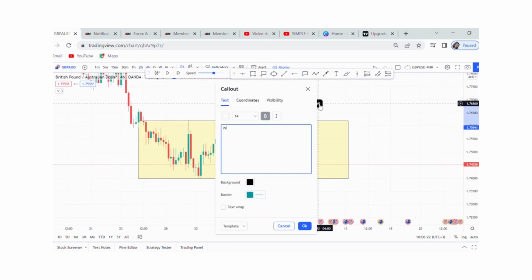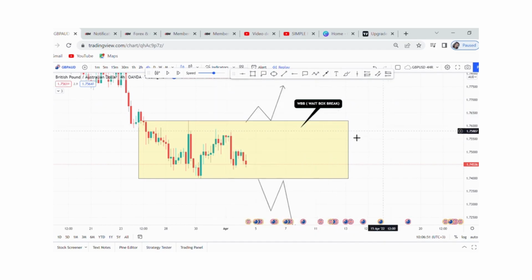So when you wait, box, break, remember this is a channel that has accumulated quite a few days, and you can see clearly that the market is not breaking either side. So you just write WBB, and I've told you this means wait, box, break. When you tell your mind that you have to wait for the box to break either side, and you cannot enter, you just need to check every 4 hours to see if your box has broken. That strategy, I call it WBB.